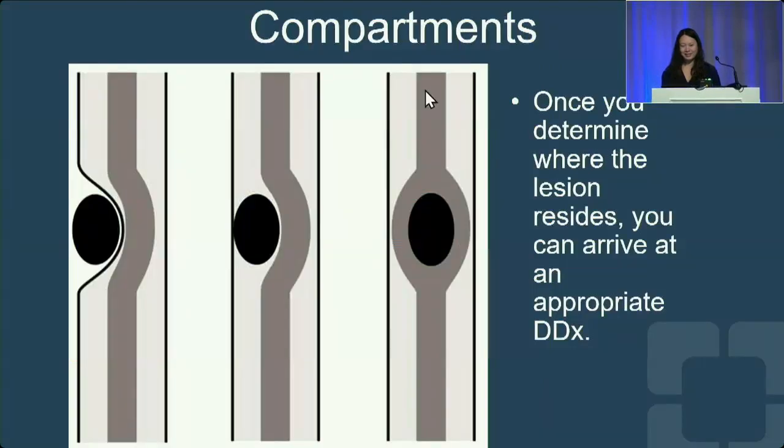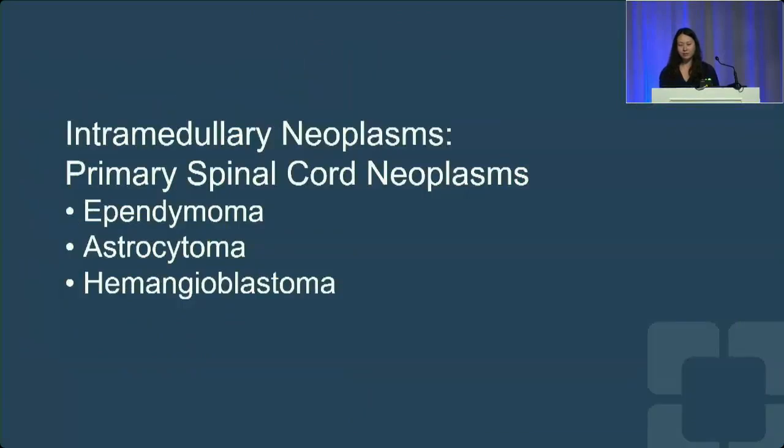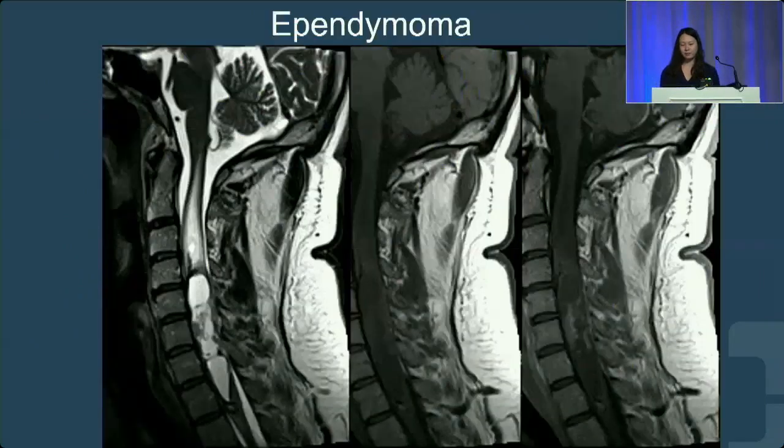All right, so let's look at the thecal sac. We divide it into 3 different compartments: extradural, intradural extramedullary, and intradural intramedullary. And depending on these compartments, we can usually easily come up with a list of diagnoses that it could be. So let's start with the intramedullary intradural compartment. Your most common primary spinal cord neoplasms are going to be ependymoma, astrocytoma, hemangioblastoma. And I have examples of all 3 of these.